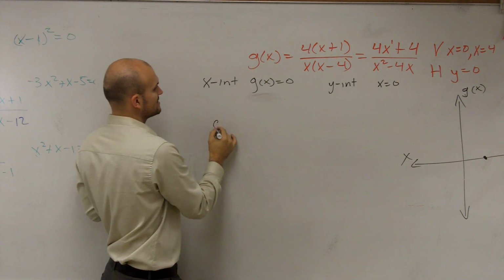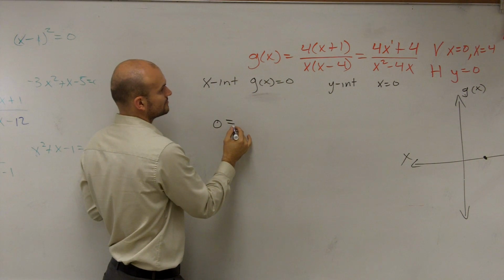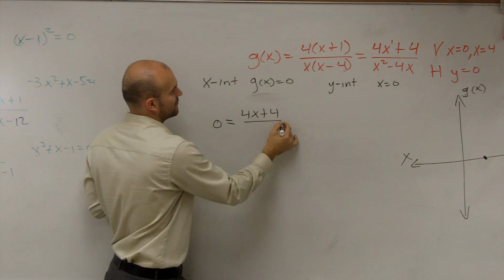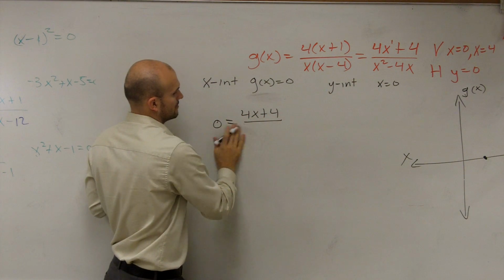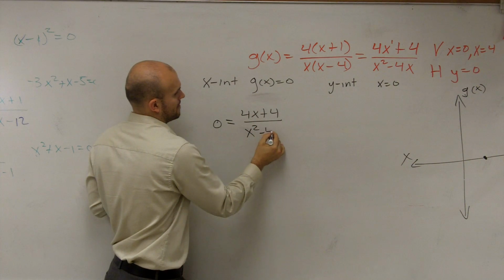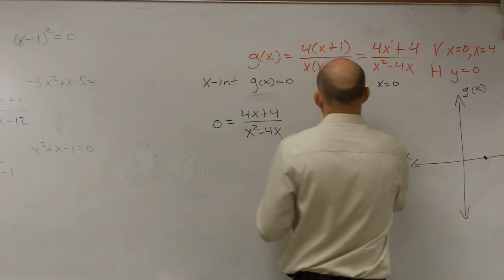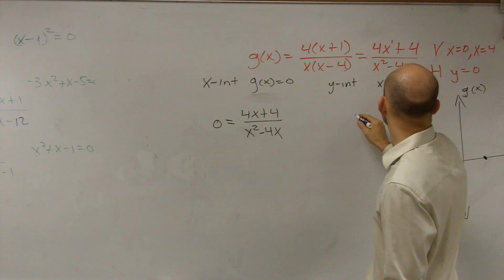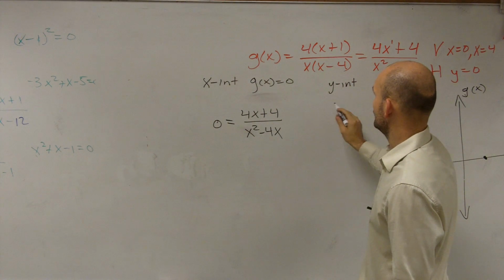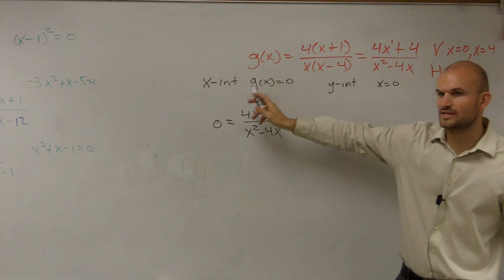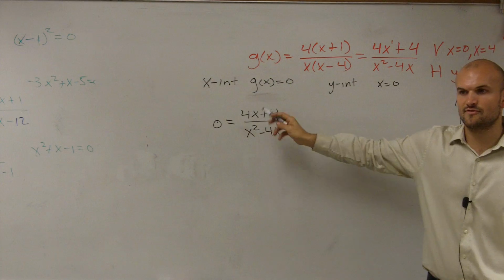So we say 0 is equal to, and I'll just write it out. You should be using the same name of the function. So does everybody see what I did? I just replaced g of x with 0. That's the same function there.